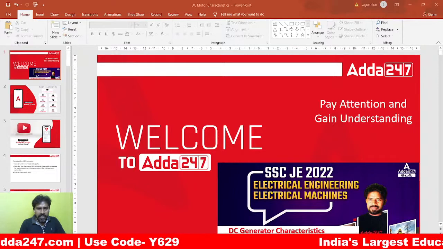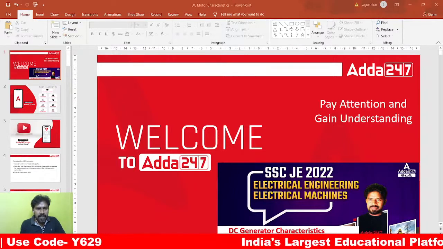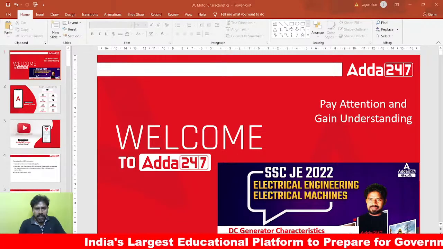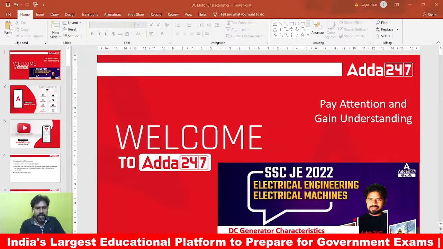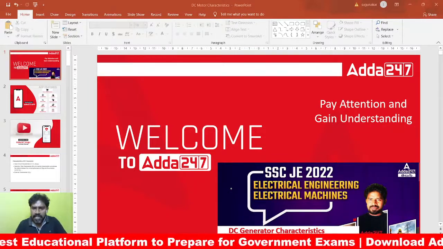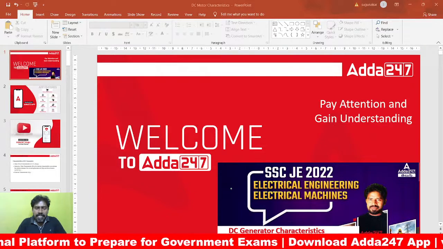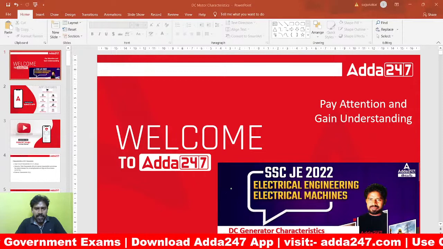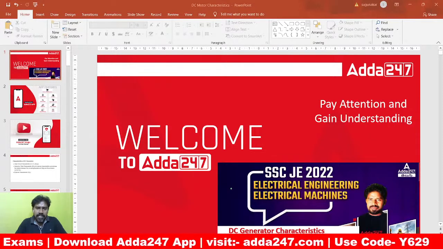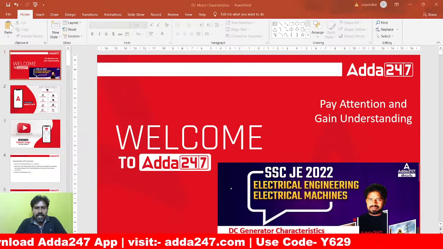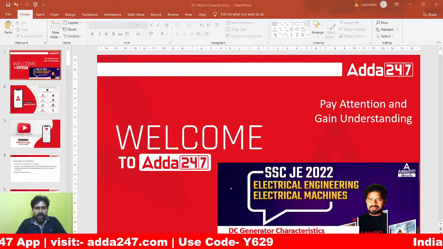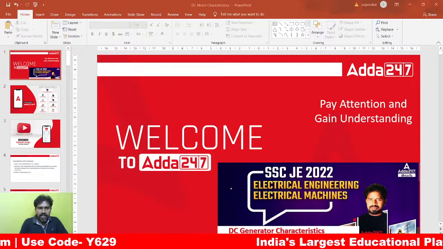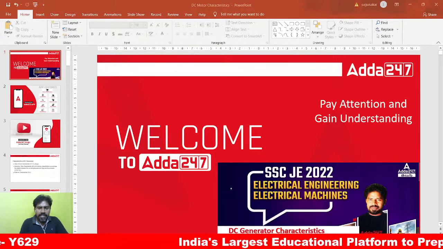Now you can see this is the general representation of the internal and external characteristics of DC series and shunt motors. So what is the open circuit characteristic, what is the internal characteristic, what is the external characteristic of a DC series motor, DC shunt motor, DC series generator, DC shunt generator, compound generator, and separately excited DC generators. Now you can see the symbol of the DC generator first.